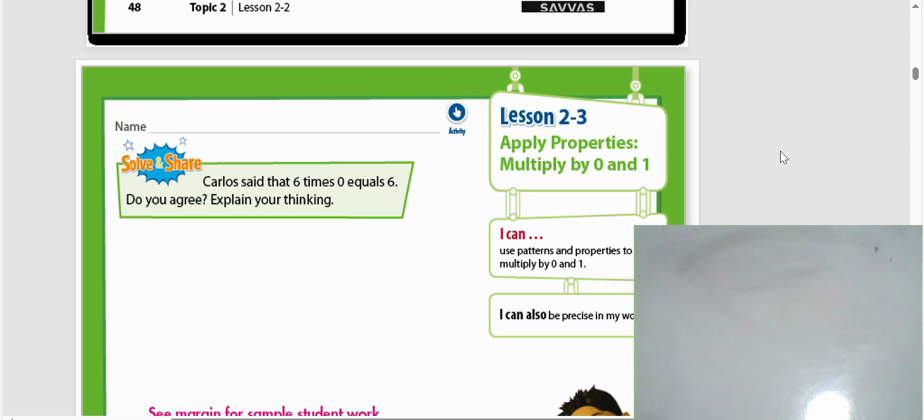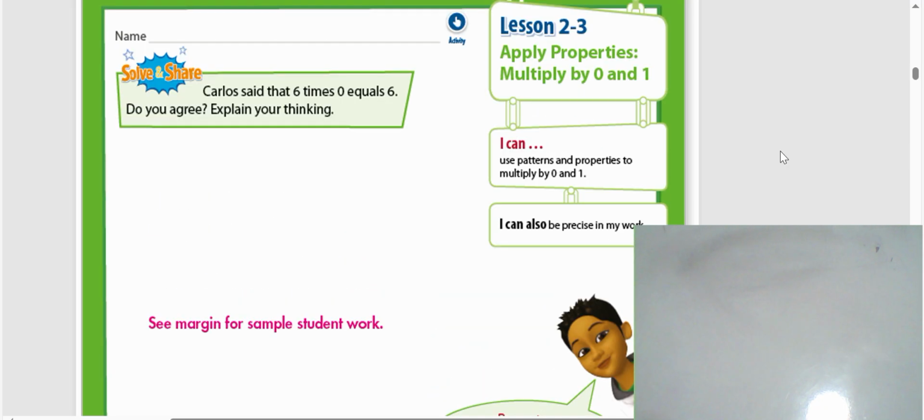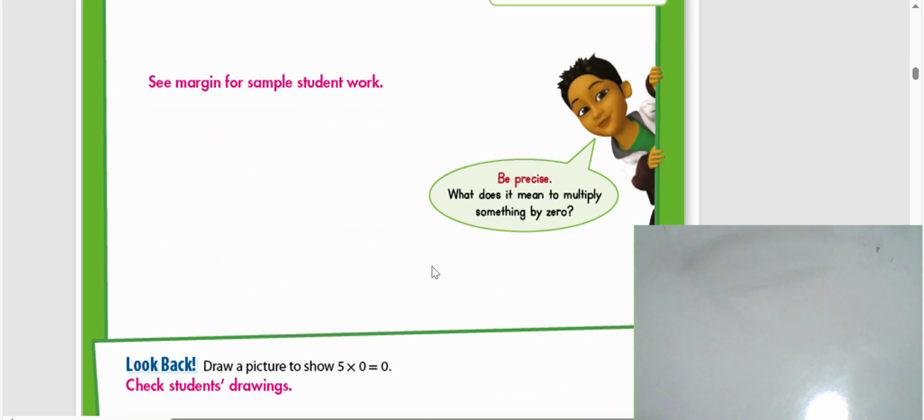Today we'll solve number 3, topic 2, apply properties: multiply by 0 and 1, page 49. Okay, look with me about solve a chart. Let's say that 6 times 0 equals 6. Agree and explain your thinking. 6 times 0 equals 0, so the answer will be wrong.